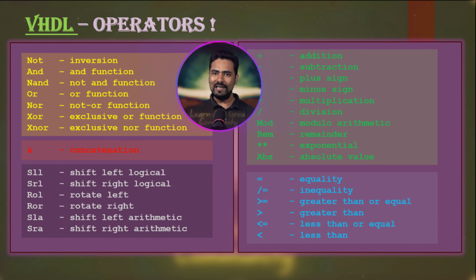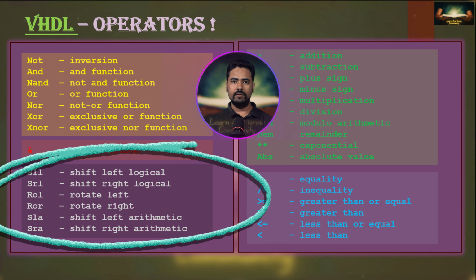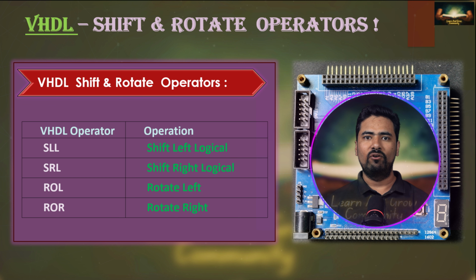Hi, in the last session, we talked about the comparison operators. Now, in this session, we will be talking about shift operators and rotate operators in VHDL. Let's quickly see what shift operators and rotate operators are defined in VHDL and how these are declared in VHDL. On the screen, you will see four operators.